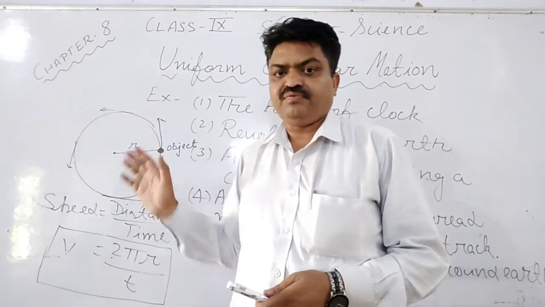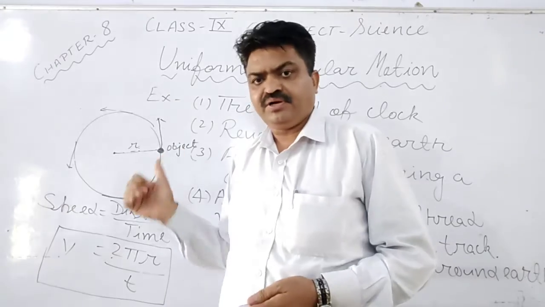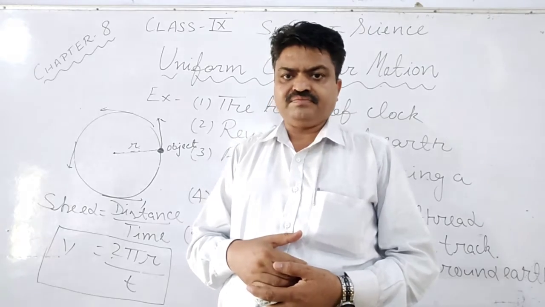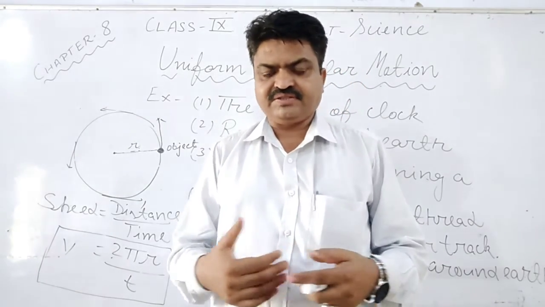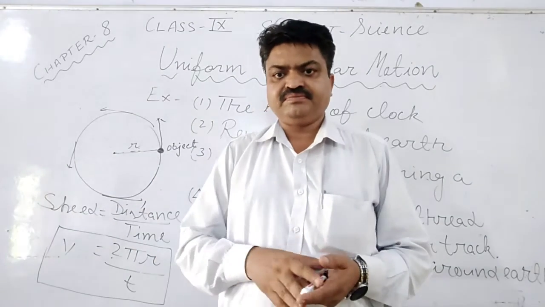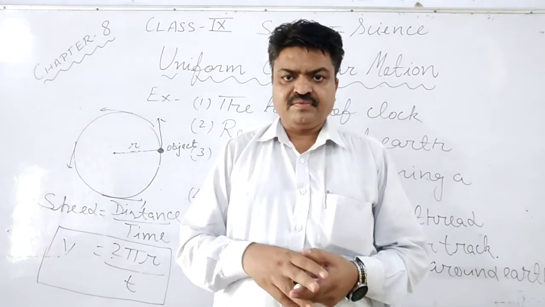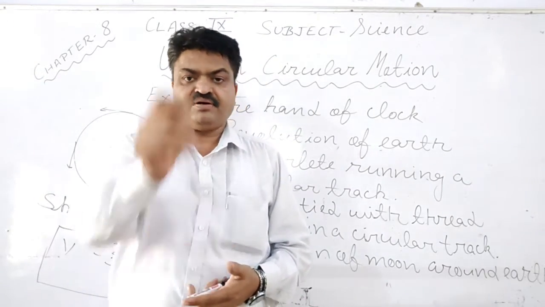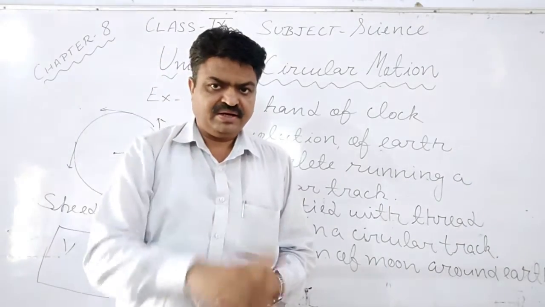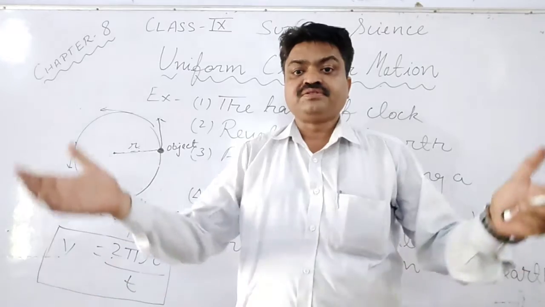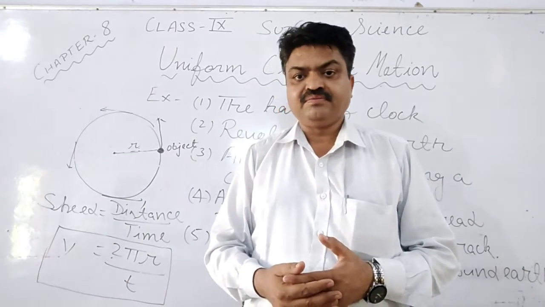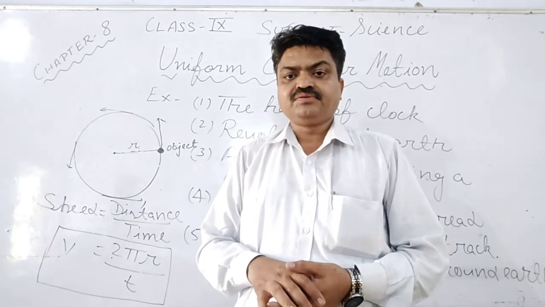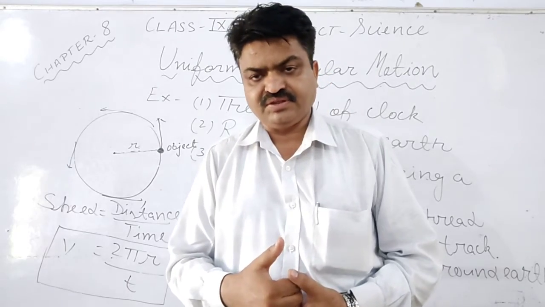So this is about uniform circular motion. And how is it important? We are getting the years and seasons due to this. We do our exercise on a circular track with the help of this, and we move a tied stone around our head with the help of uniform circular motion. Satellites move around the earth with uniform circular motion. So these are some examples of uniform circular motion.